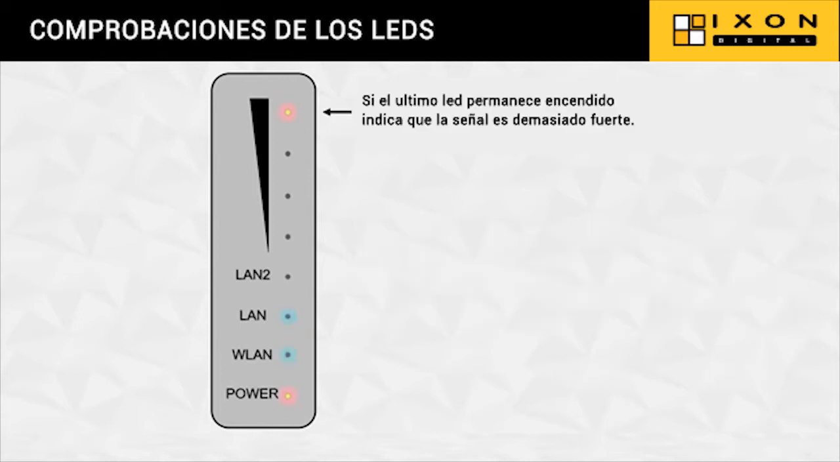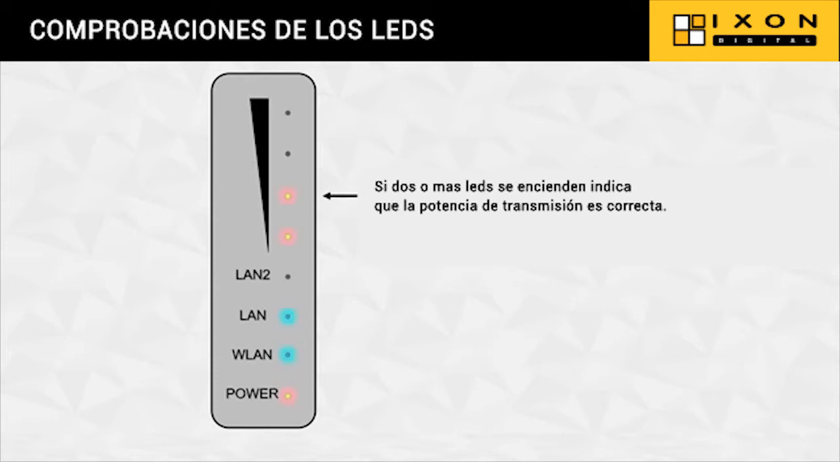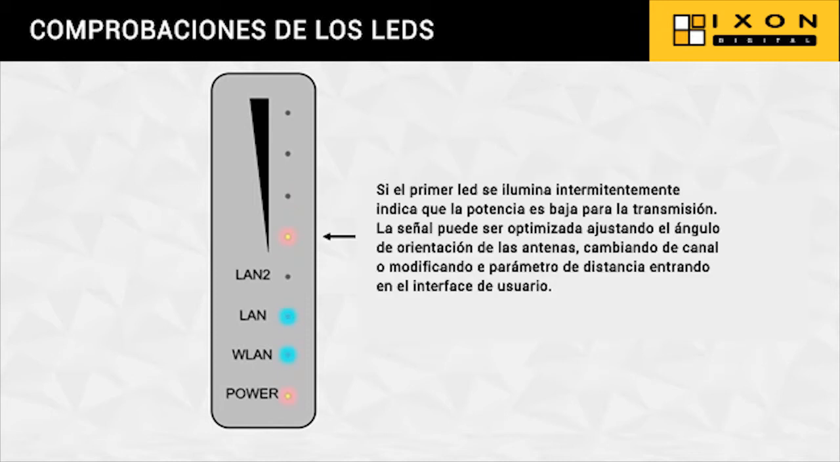The last light of the signal light is always on, indicating that the signal is too strong. 2 or more of the signal lights are always on, indicating that the signal strength is strong enough to transmit data normally. If the signal light only shines the weakest one, it means the strength is not enough for transmission.